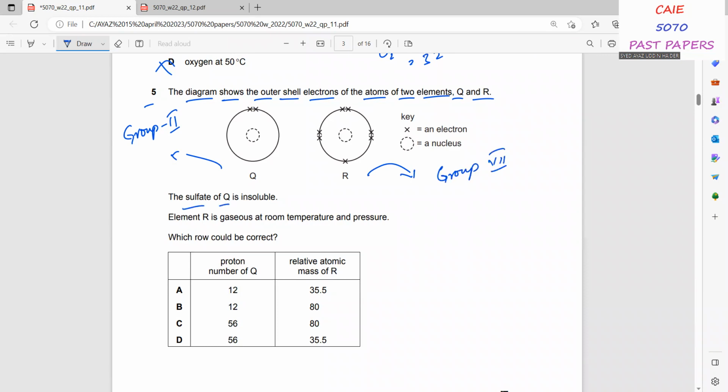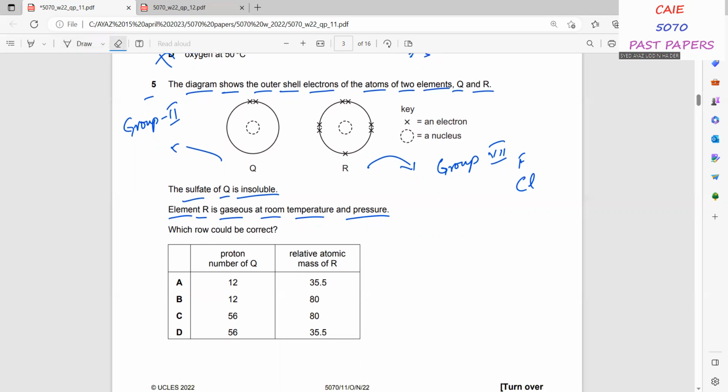The sulfate of Q is insoluble. This is one piece of information. Element R is gaseous at room temperature and pressure. We know in group 7, the elements are F2, fluorine, chlorine, bromine, iodine, and astatine. Only fluorine and chlorine exist in the gaseous state.